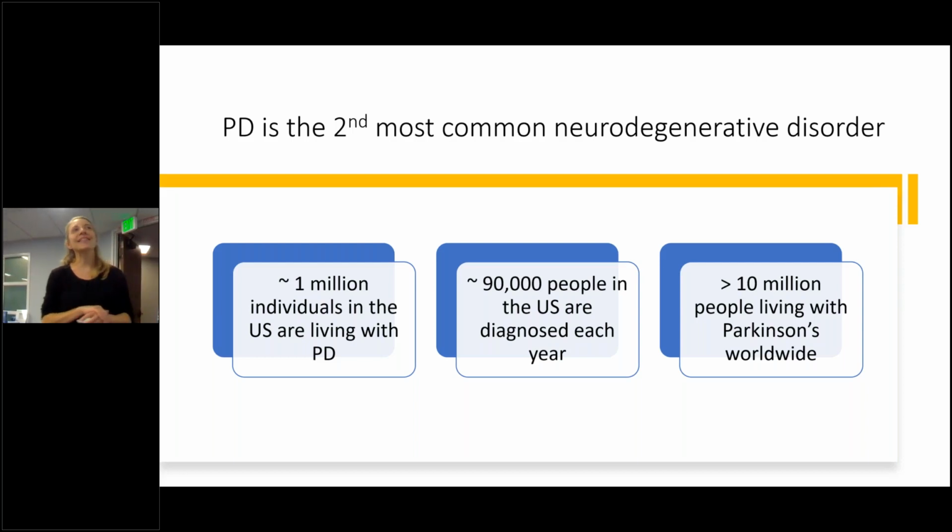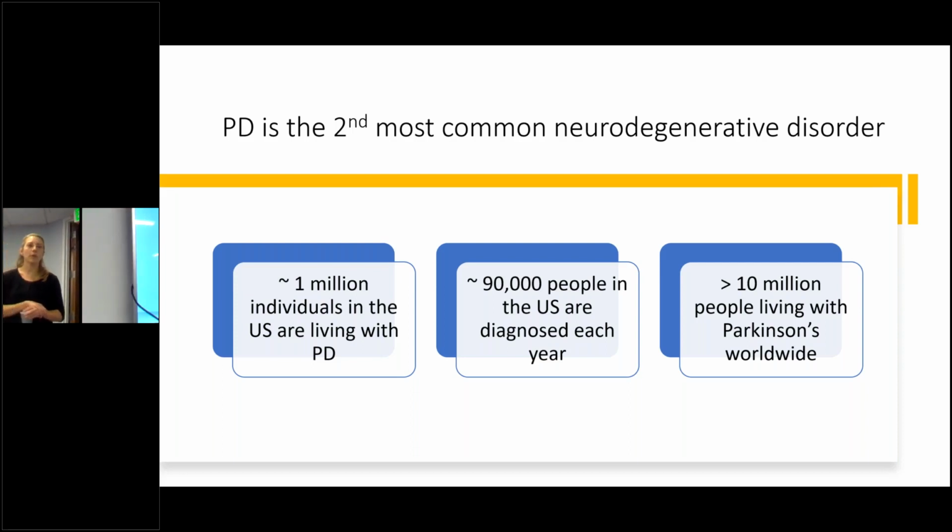So this is the second most common neurodegenerative disorder. 1 million individuals in the US are living with Parkinson's. 90,000 in the US are diagnosed each year, and that's up from years before. As we see the population age, that number is going to go up. More than 10 million people are living with Parkinson's worldwide.